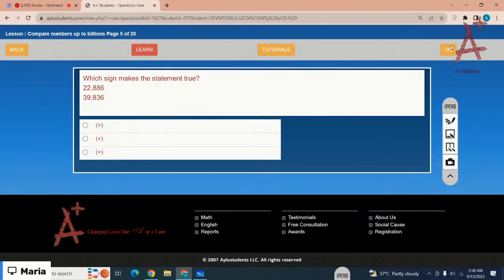Which sign makes the statement true? So which is the correct option? 22,886 and 39,836. Just look at the digits that are at the thousands position, 22 and 39, right? 22 is less than 39, so that means 22,886 is less than 39,836. That is less than.